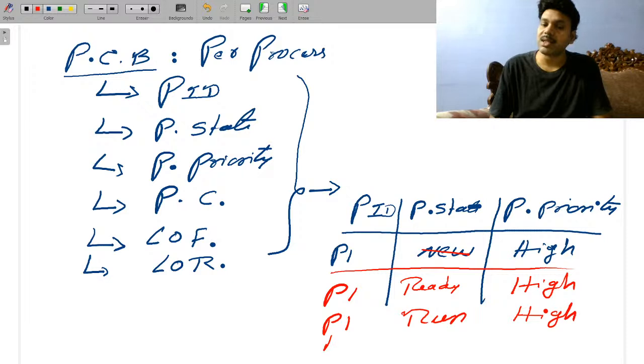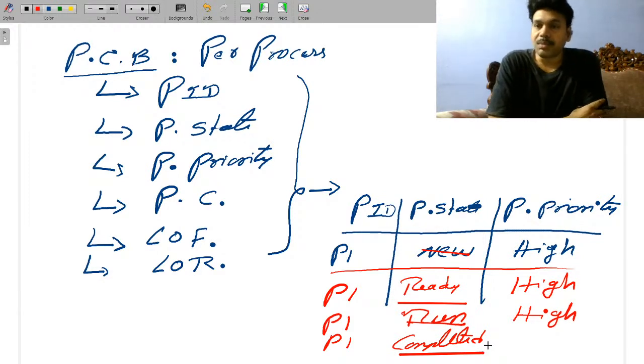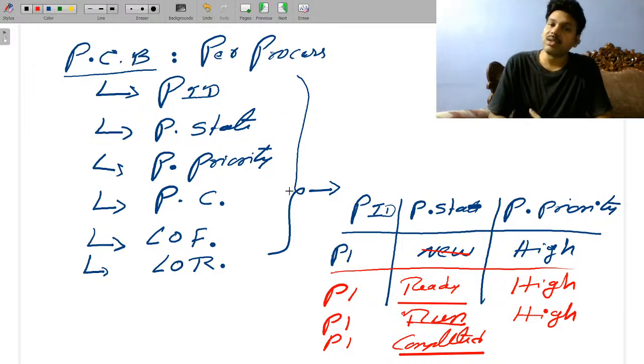Once P1 has successfully completed, we understand that P1 is terminated, or completed. That means what is happening here? Your values, or tuples, which are also called rows, are changing from time to time based upon the execution of the process. Therefore, all these values of the corresponding attributes are called a context.